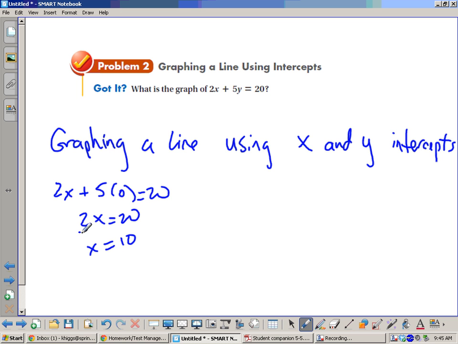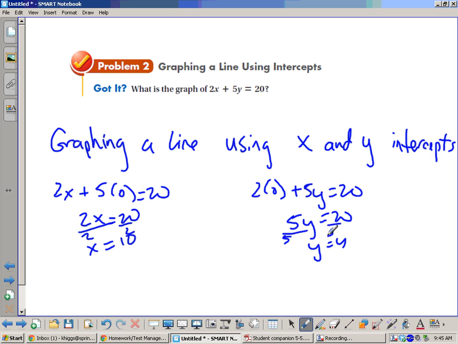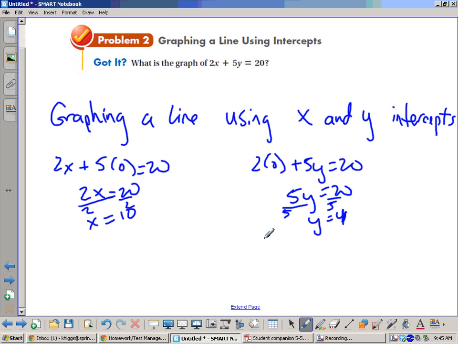X equals 10, so divide by 2. So there's the x-intercept. The y-intercept, we'll be making x 0. So we get 5y, y equals 4 when you divide by 5. So there's the y-intercept. So we're going to graph this.